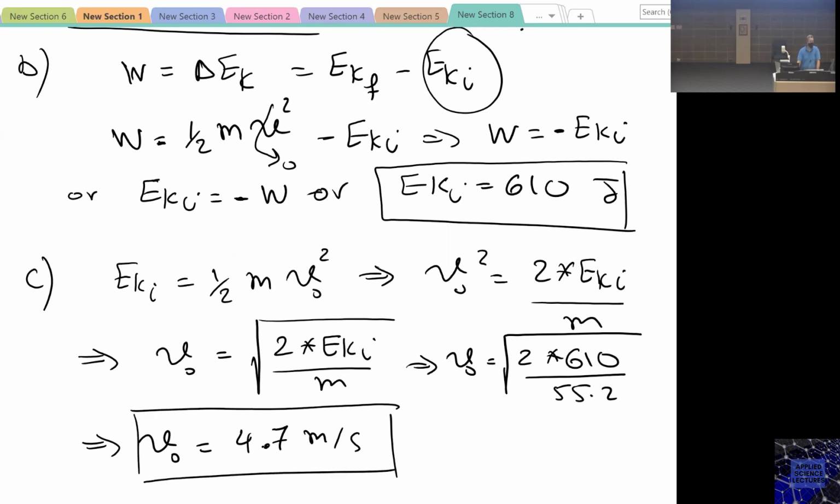So this is how we calculate the work, the kinetic energy, and also the speed, knowing the kinetic energy. So this ends our lecture for today.